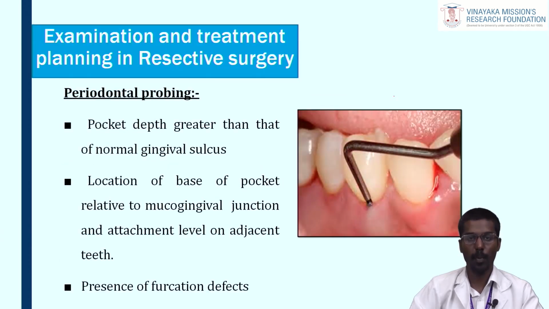The next one is periodontal probing. There is going to be a walking method of probing. The pocket depth will be greater than that of the normal gingival sulcus. The normal gingival sulcus is going to be 2 or 3 mm. So if it exceeds 3 mm, we call this a periodontal pocket. Note the location of the base of the pocket relative to the mucogingival junction and the attachment level on the adjacent teeth, and there is going to be presence of furcation there.